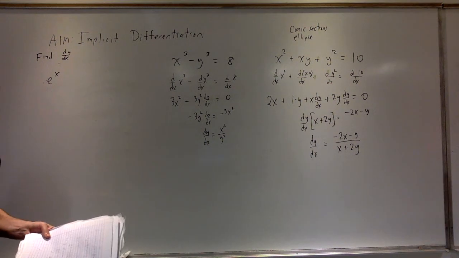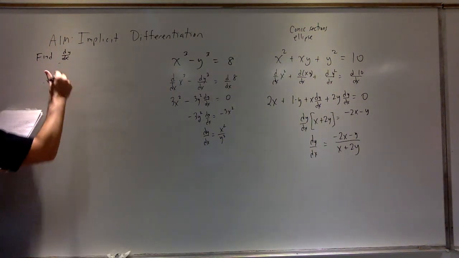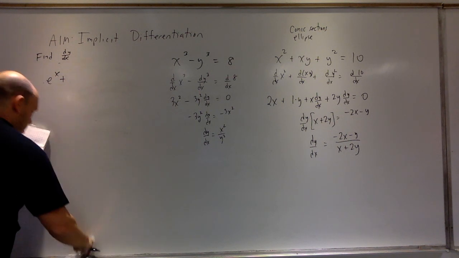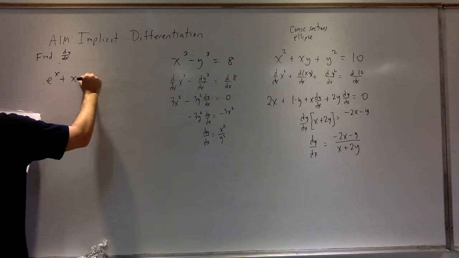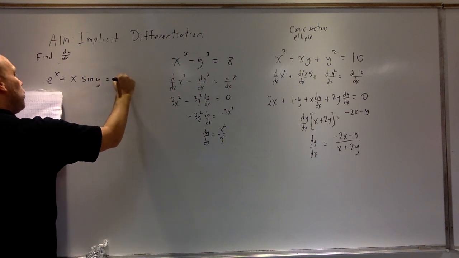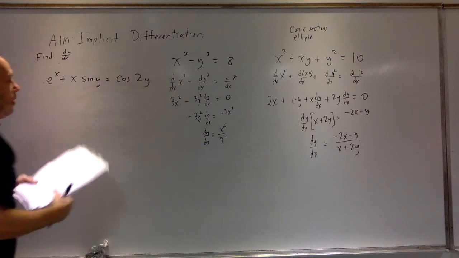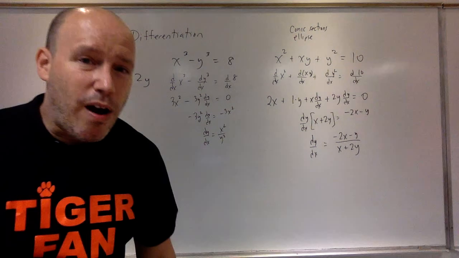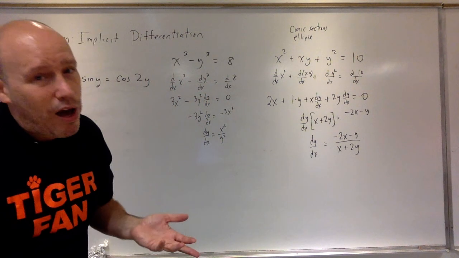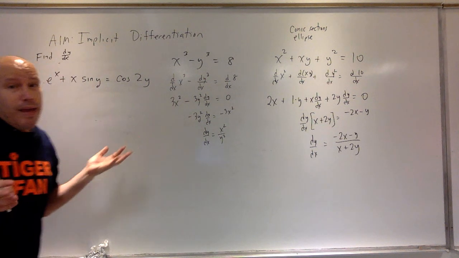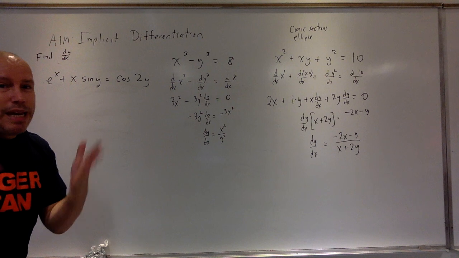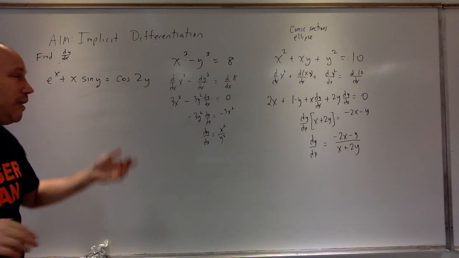The books have plenty of stuff. So e to the x plus x sine of y equals cosine of 2y. Now, we definitely knew this was not a function, but once again, we can still find the slope of those tangent lines running along it. It's weird, but it's something that exists in math, and you might be asked it, because I can just come up with any weird combination and ask you to find the dy/dx.